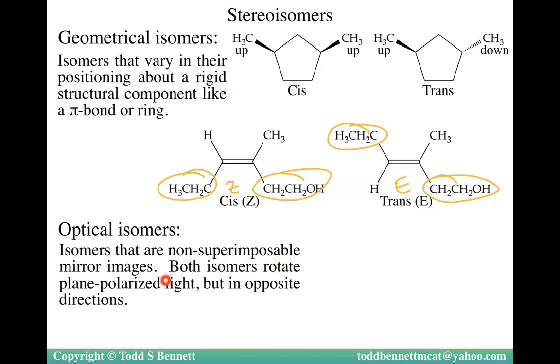Both isomers rotate plane polarized light, but in opposite directions. That's only if they are mirror images. So if they're non-superimposable mirror images, one will rotate it, let's say, clockwise a certain amount. The other one will rotate it the exact same amount, but counterclockwise.